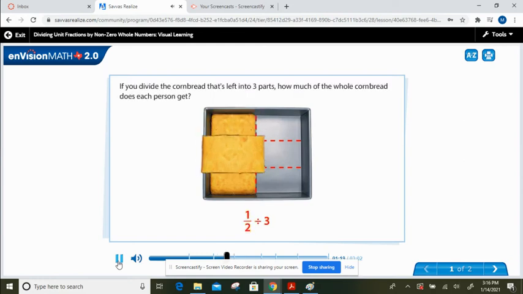If you divide the cornbread that's left into 3 parts, how much of the whole cornbread does each person get?